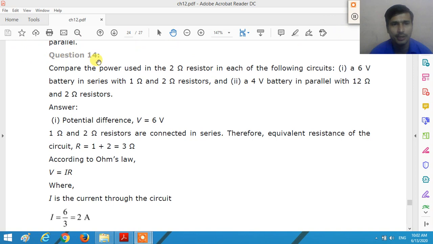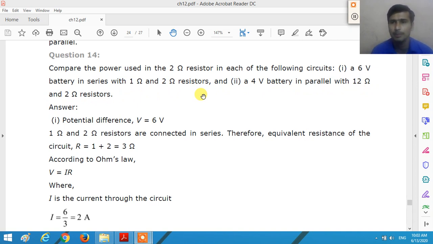So question number 14. Compare the power used in the 2 ohm resistor in each of the following cases. When a 6 volt battery is in series with the 1 ohm and 2 ohm resistor, and a 4 volt battery is in parallel with the 12 ohm and 2 ohm resistor. So here, dear students, what do we have to find?